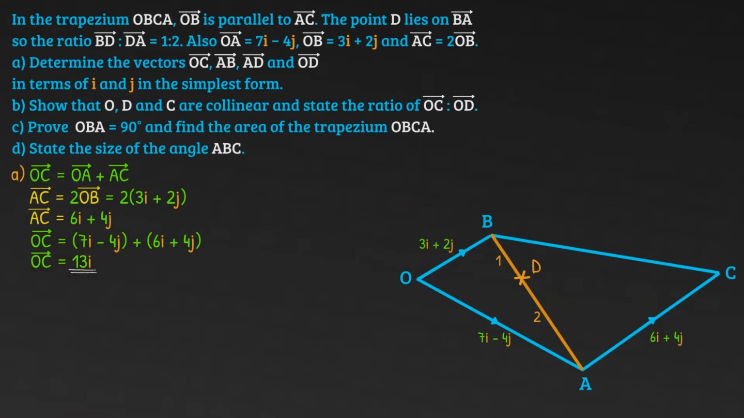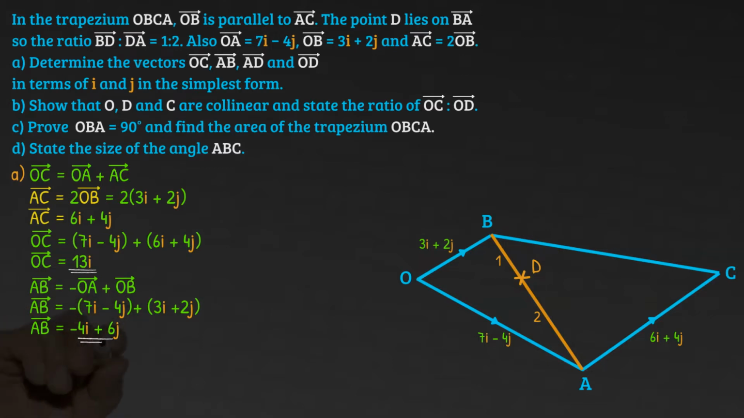Next, we want to work out AB, which, as you can see from the diagram, is minus OA plus OB. It's minus OA because we're going in the opposite direction. And this works out as minus 4I plus 6J.